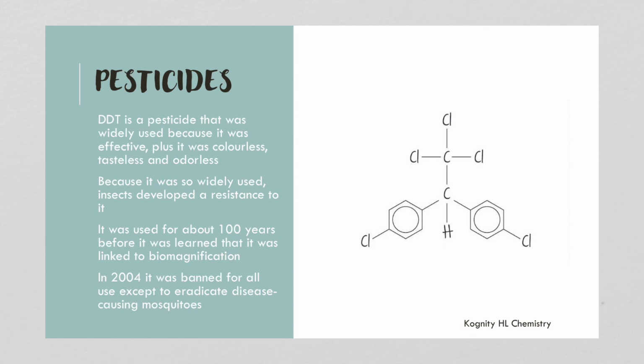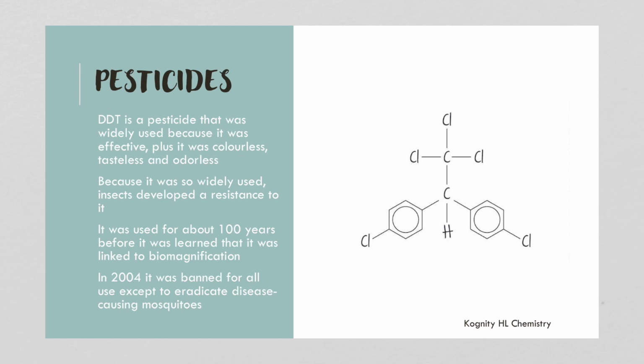Pesticides are an example of something that can biomagnify. So one pesticide that you should be familiar with is DDT. Here's the structure. It's a pesticide that was widely used because it was effective. It did the job it was supposed to do. Plus, it was colorless, tasteless, and odorless. So if you applied it to your food crops, nobody smelled it or could taste it or see it. So in some ways, it was considered a good thing.